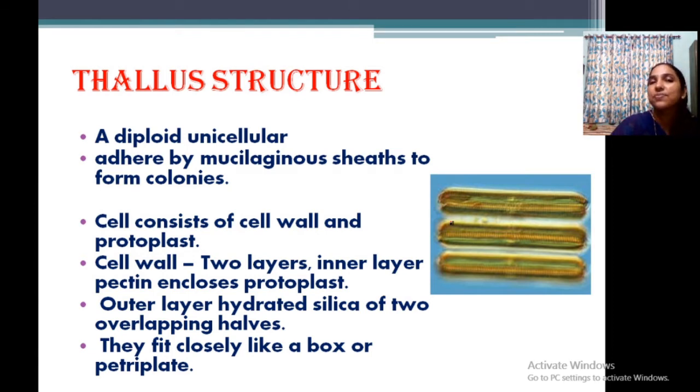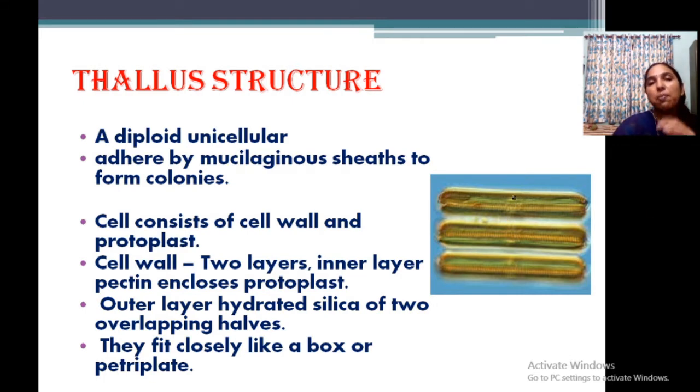What is that? Volvox. So the cell consists of a cell wall and protoplast. Protoplast contains all other materials including nucleus, pigments, everything. Then there is a silica wall layer, the outermost layer is silica. And the cell is usually like a box.